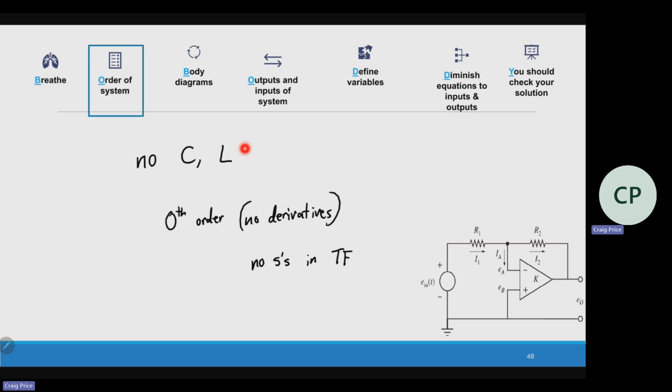Now you might recognize this configuration, maybe not. It might be a little bit different than what you've seen before. So we'll see how it goes. But our transfer function, no s's, it's just going to be a nice constant value is what we're going to find. Okay, now we get to the diagram.